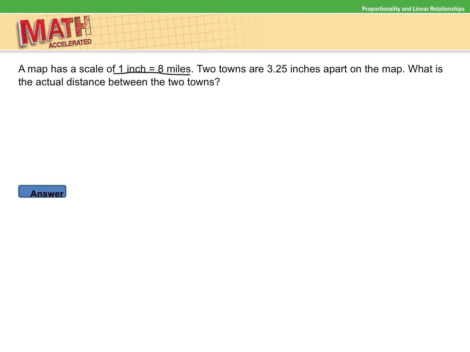Put it in a ratio, 1 over 8. Okay, equals, now it says on the map, the towns are 3.25 inches apart. Does that go on the top or on the bottom? Model goes on the top, which is our map in this case. We want to find the actual size. What do I put on the bottom? X, because we don't know, right? Now we want to solve.